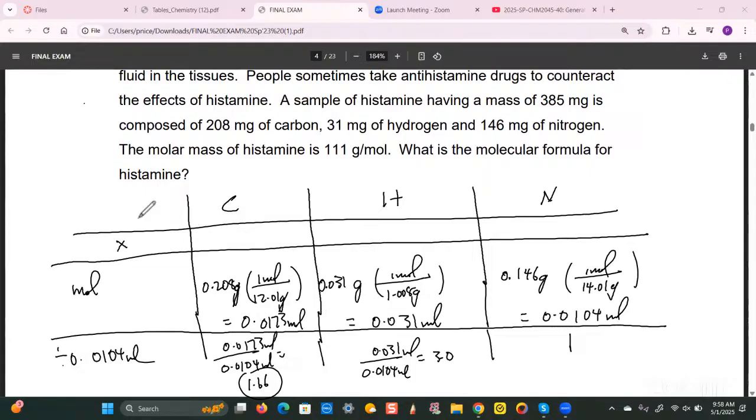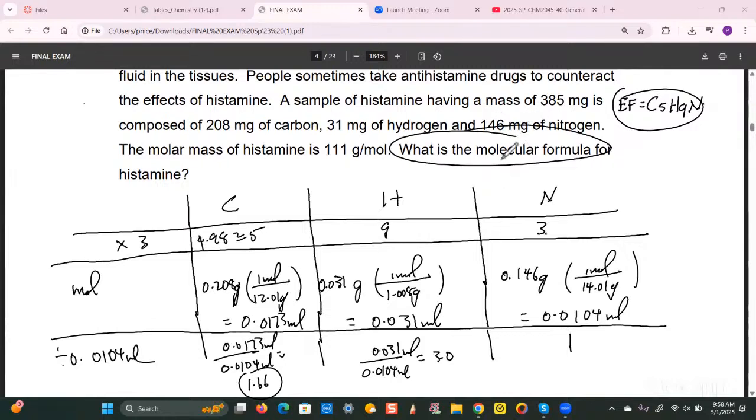Exactly. So if you multiply by 3, the 1.66 becomes 4.98, which is approximately 5. And 3 times 3 here gives you 9, and 3 times 1 here gives you 3, right? So the empirical formula for this compound is C5H9N3, right? But the question is asking for the molecular formula. So what will be the next step?